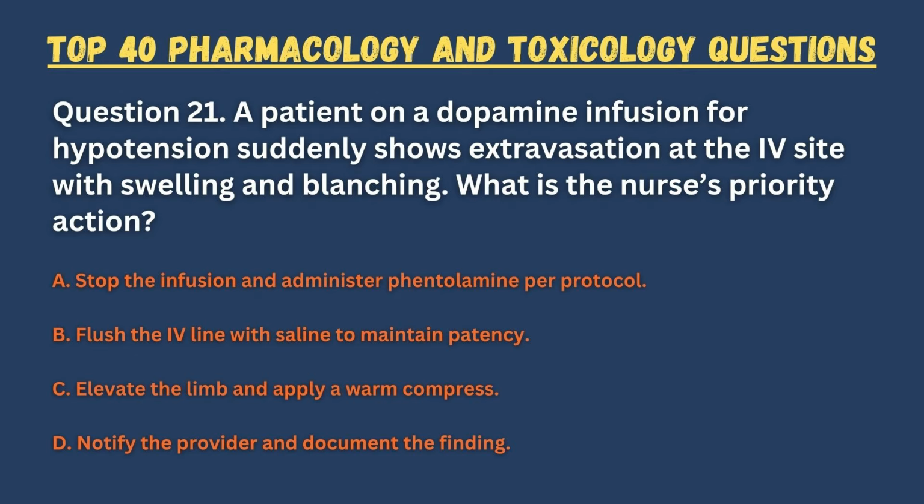Question 21. A patient on a dopamine infusion for hypotension suddenly shows extravasation at the IV site with swelling and blanching. What is the nurse's priority action? A. Stop the infusion and administer phentolamine per protocol. B. Flush the IV line with saline to maintain patency. C. Elevate the limb and apply a warm compress. D. Notify the provider and document the finding.